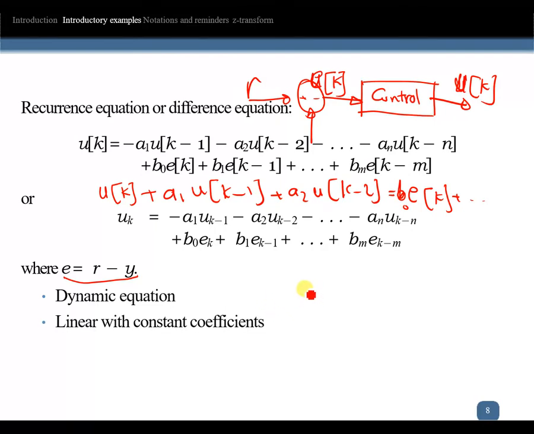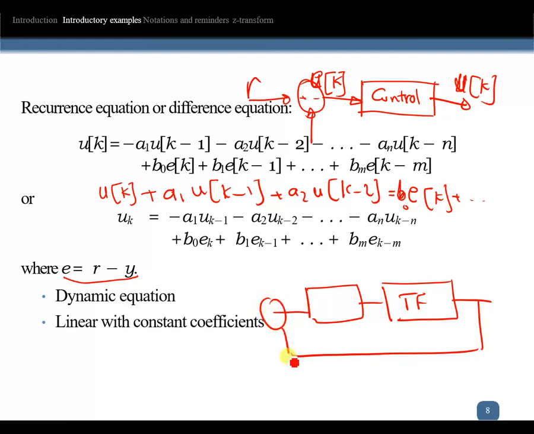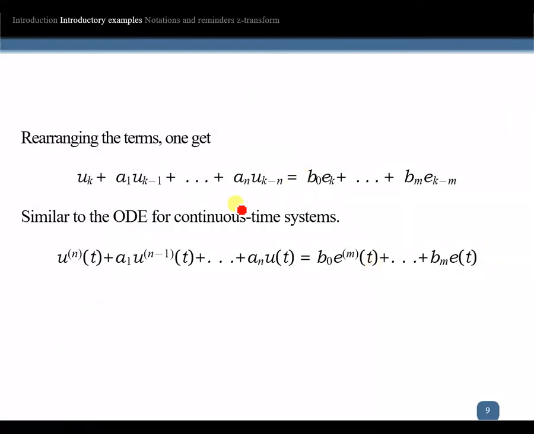If I draw the same, this is the digital control system, this is the transfer function of my system, here is the output y(k), here will be the error e(k), here will be u(k), here becomes plus minus, and here is r(k). Here is the control system. Okay, here I rearrange my system as u(k) plus a1 u(k minus 1), etc.